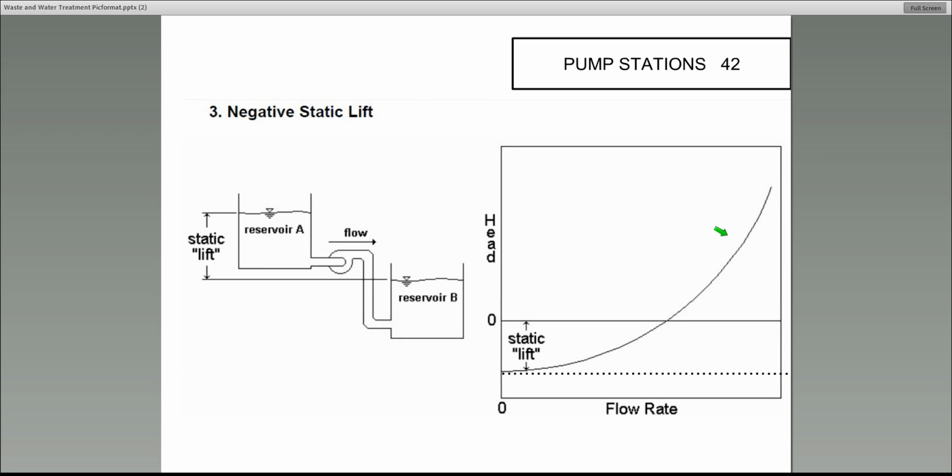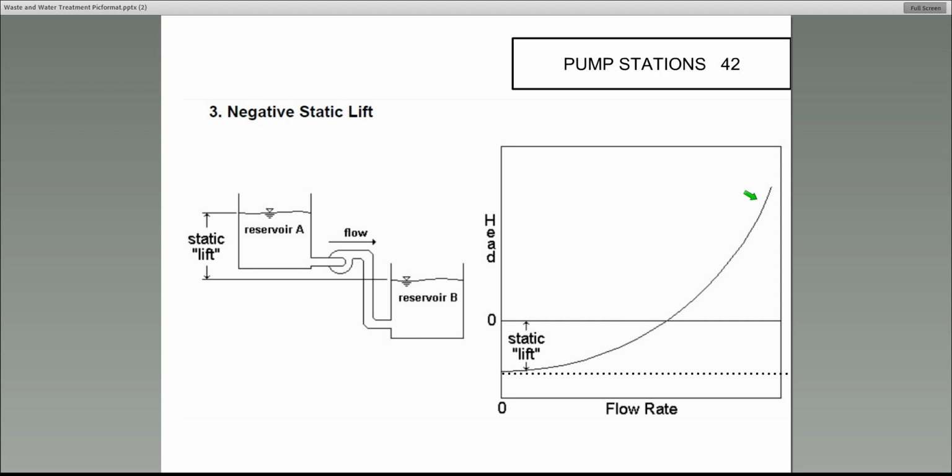The third example, let's say you're pumping basically downhill where you have a negative static lift. So you can see that if this was 50 feet again, this would be minus 50 feet on the curve. That 0 shouldn't be there. The 0 would be here, this would be a negative 50, and then you'd start the curve based on the size of the pump. So those are 3 different alternatives.